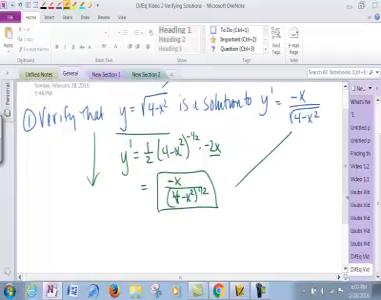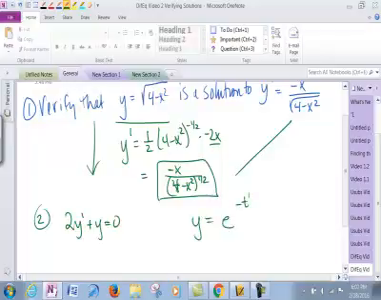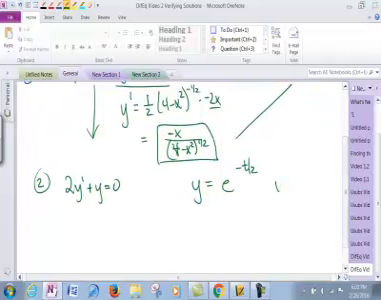Okay, great. Let's move on to one that's a little bit more challenging. This time I'm going to give you the differential equation 2y prime plus y equals 0. And here's the solution: y equals e to the negative t over 2. What we want to do is verify that this is a solution.